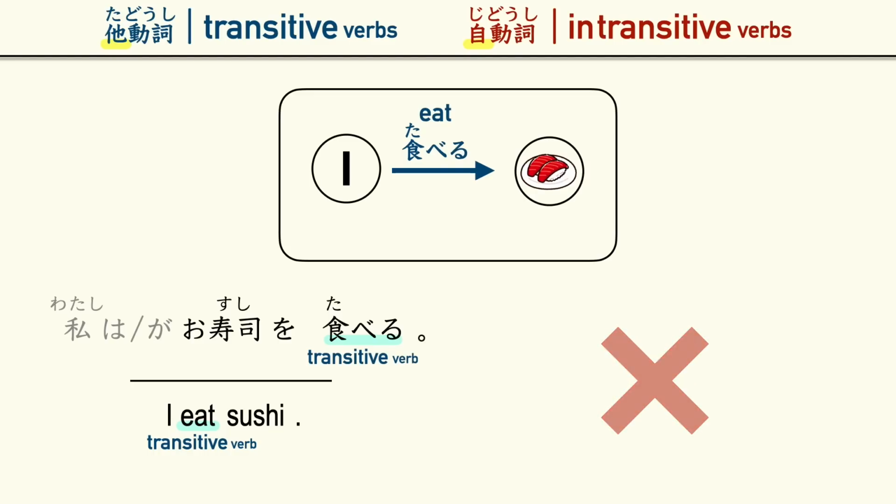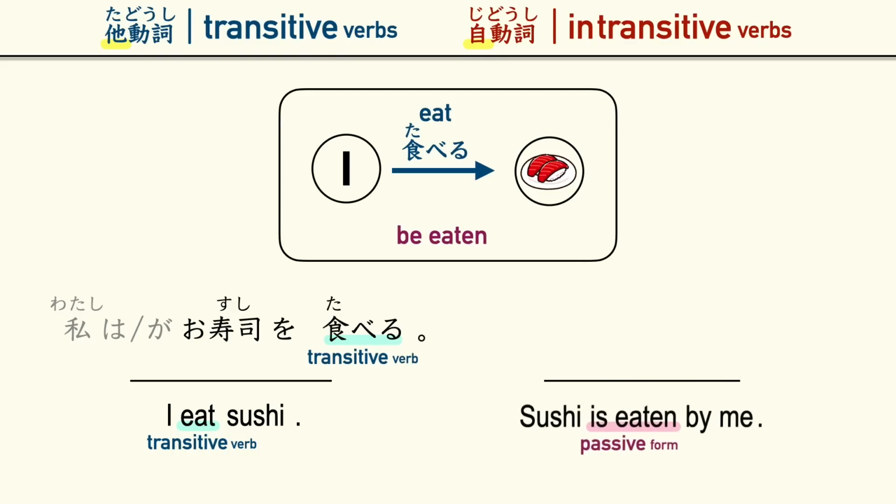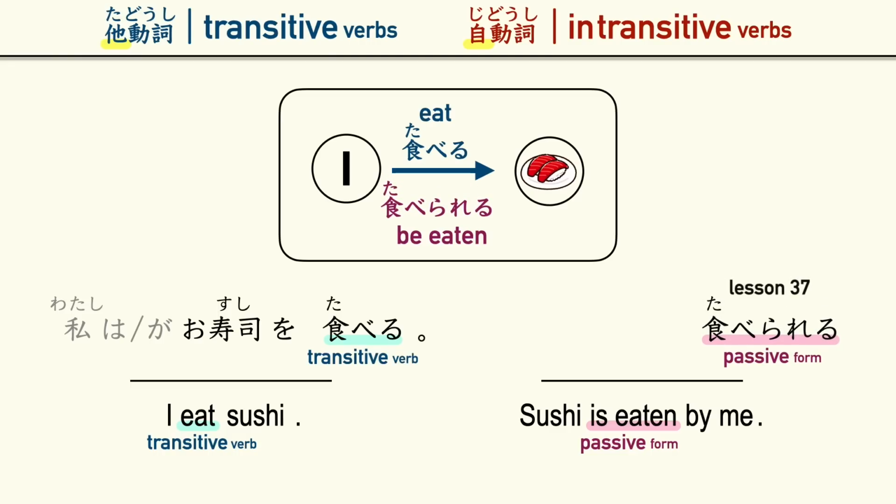If you really want to describe this event from the sushi's point of view for some reason, you can use the passive form and say sushi is eaten by me. The passive form of 食べる is 食べられる. We'll learn about the passive form in lesson 37. お寿司は私に食べられる. Sushi is eaten by me.